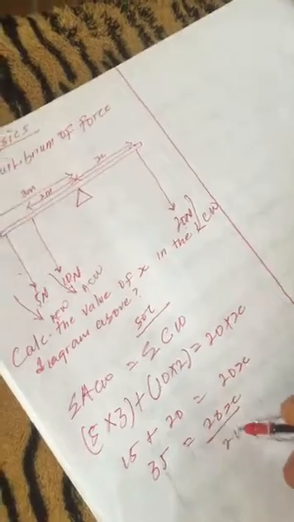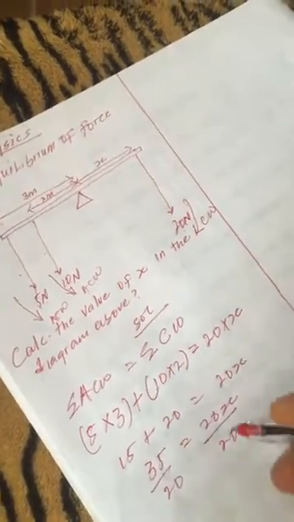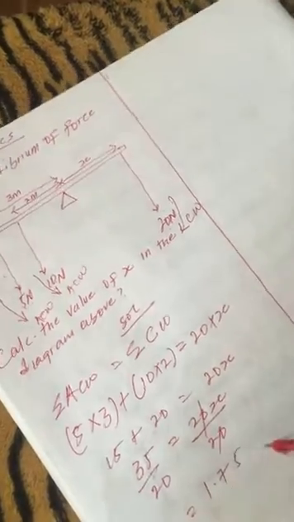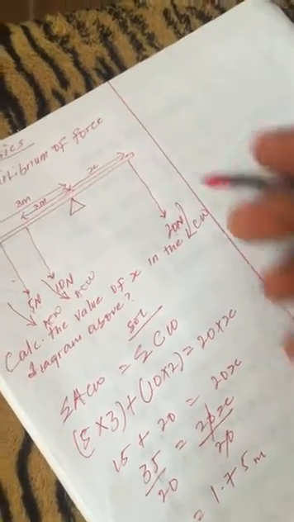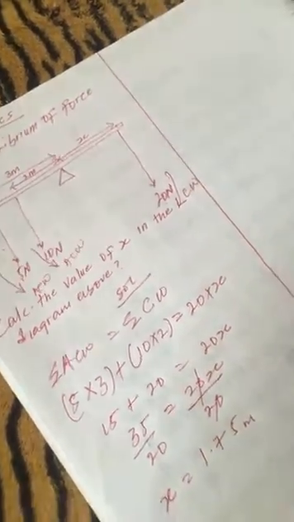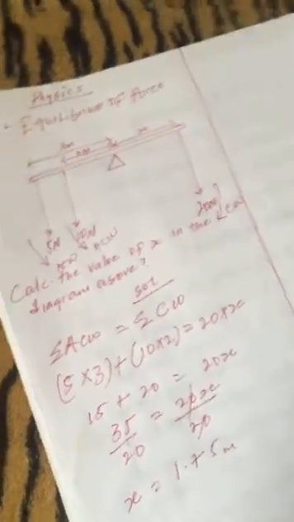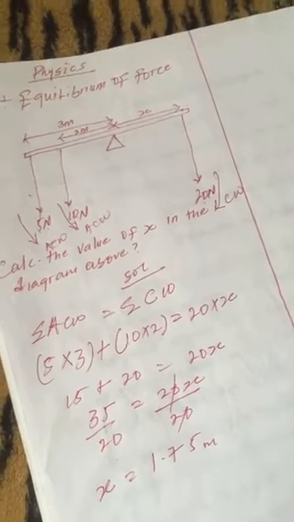So divide both sides by 20 to get the value for x. Our x now will be 1.75 meters. So the value for the point x here is simply 1.75 meters. Now this is how we come to the end of solving questions regarding equilibrium of force.